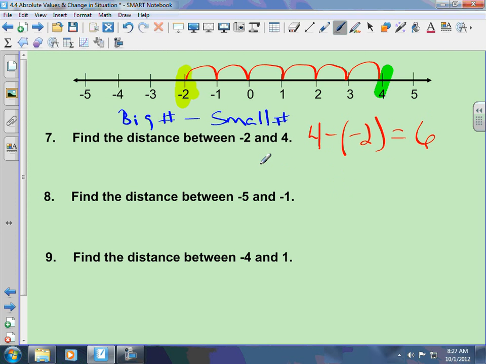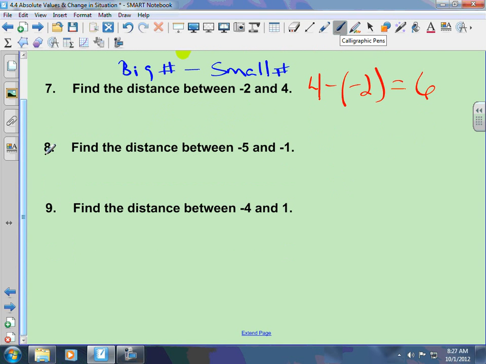Well, what if I did small number minus big? What's negative 2 minus 4? Negative 6. Can distance ever be negative? No, distance is never negative. That's why it's always big number minus small.